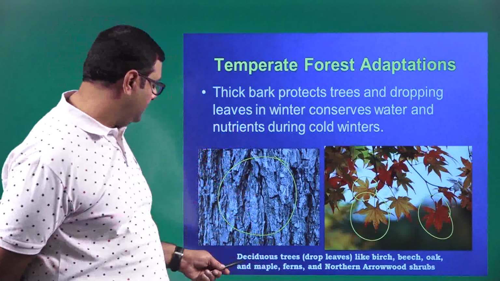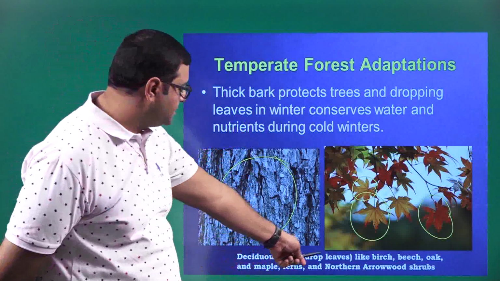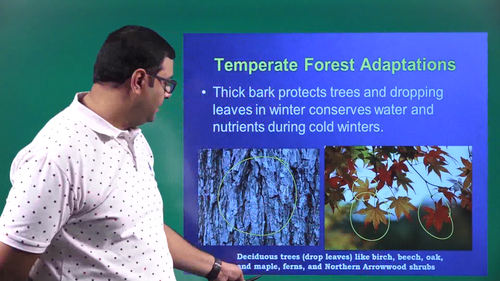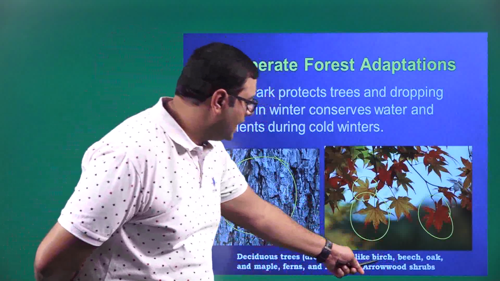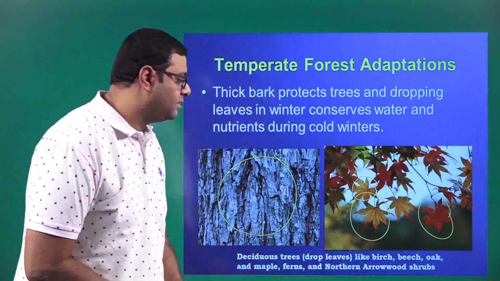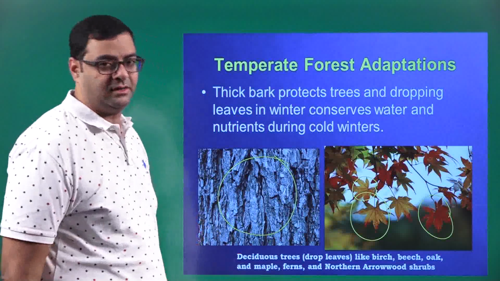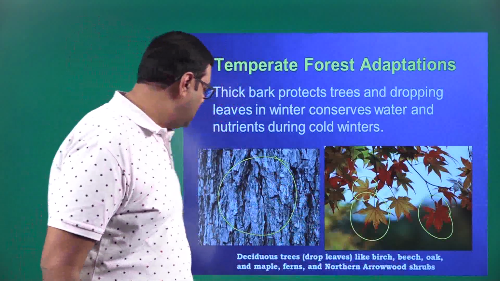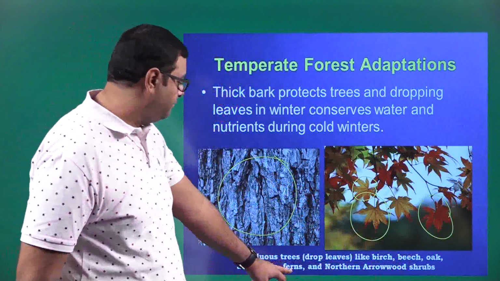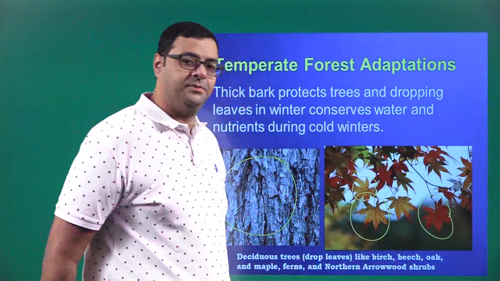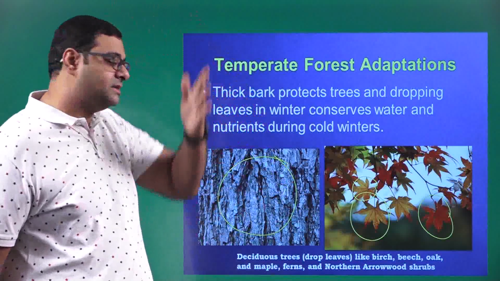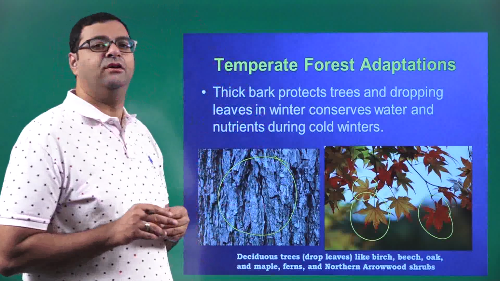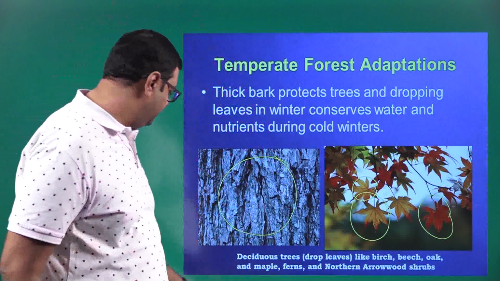Then, examples I have given here: deciduous trees that drop leaves like birch, beech, oak and maple, ferns and northern arrowwood shrubs. You can make a note of these plants. These are very, very prominent. Birch, beech, oak and maple. Then ferns and northern arrowwood shrubs. So these are the plants which are growing in temperate regions and they follow this kind of adaptation. All right, moving on.